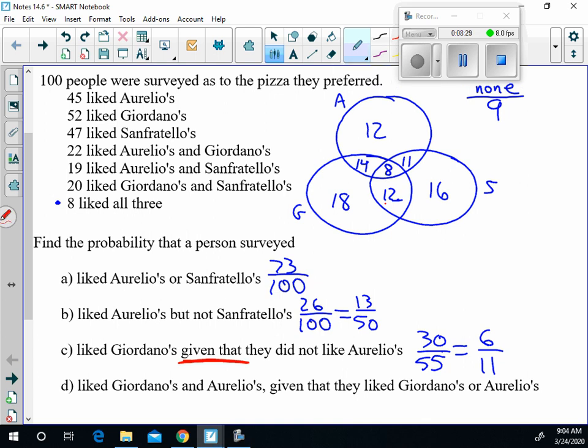Okay, letter D. Liked Giordano's and Aurelio's, given that they liked Giordano's or Aurelio's. Liked Giordano's or Aurelio's. So they can't like San Fratello's. Basically what I'm seeing here.